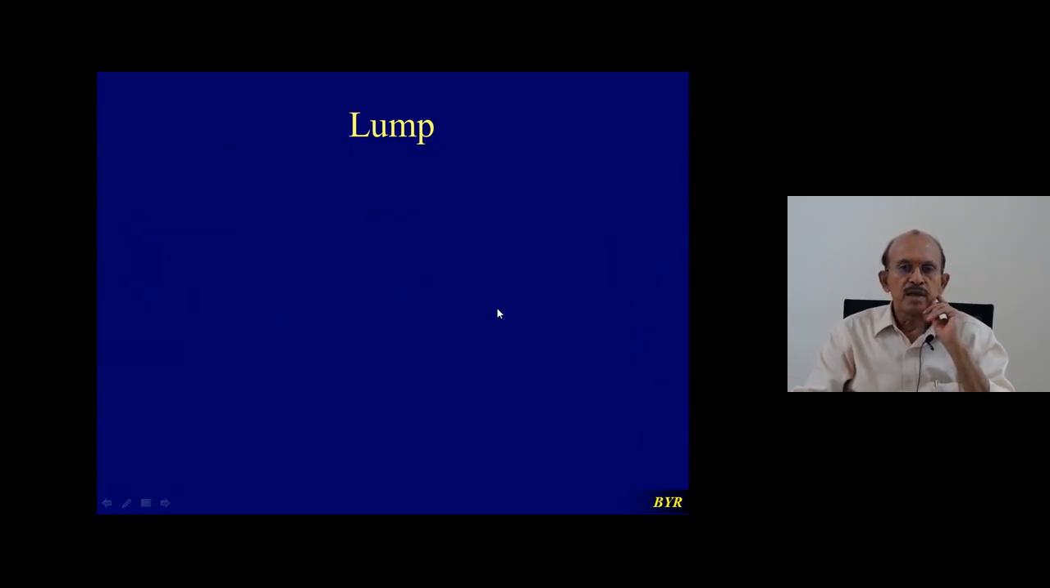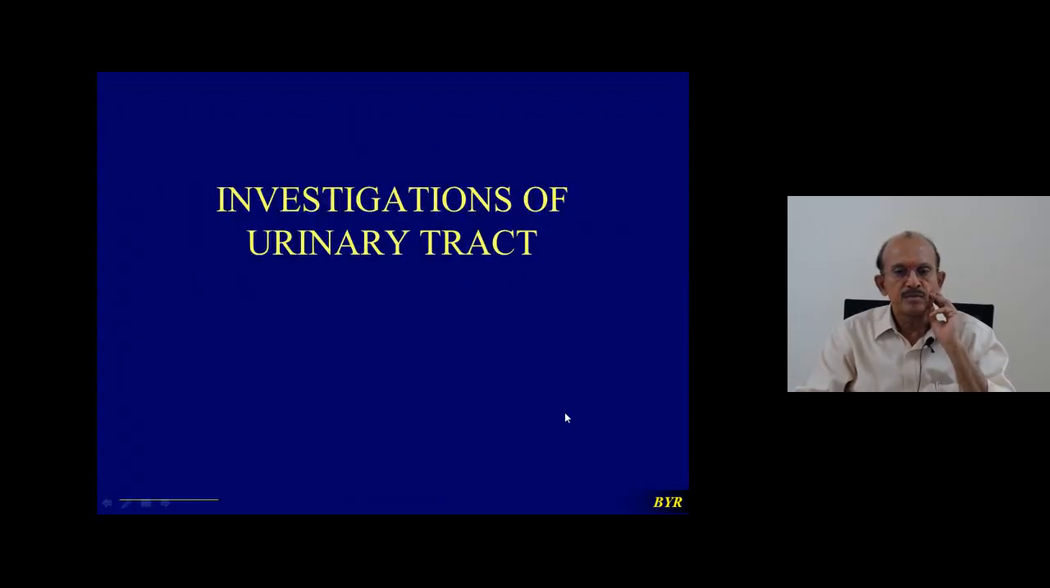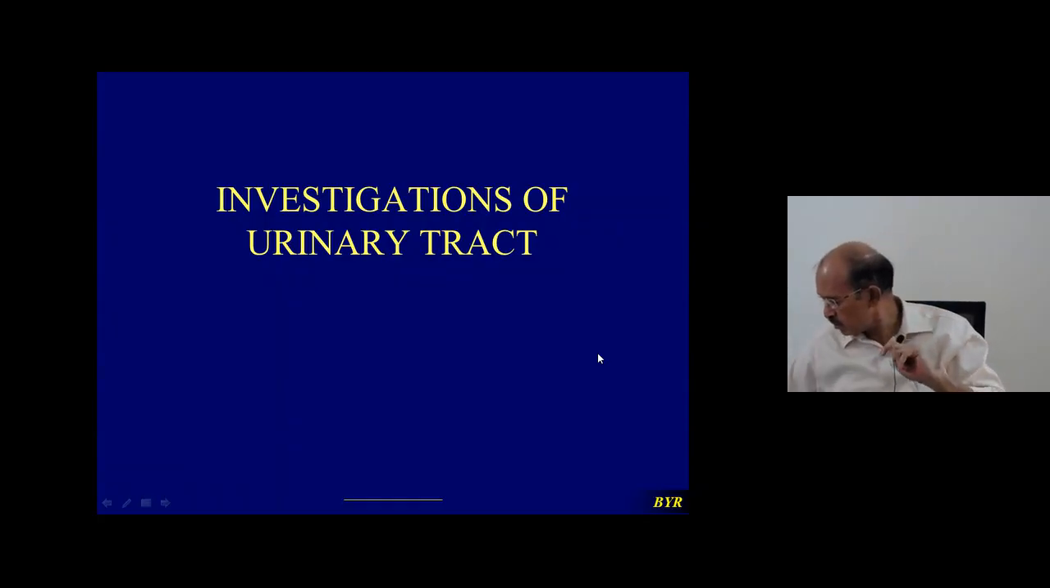The next complaint of a patient with urinary tract symptoms is a lump. The lump may present in the loin, groin, or suprapubic region, depending upon the organ involved. So these are the symptoms of the urinary tract. I hope there is no doubt about this symptomatology. If you have no doubt, I will go to the next topic, that is, the investigations of the urinary tract.